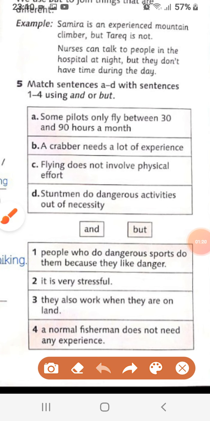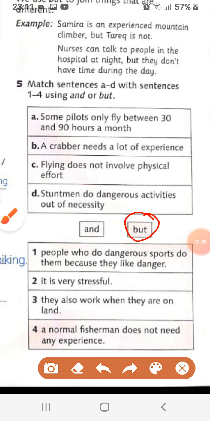عنا C flying does not involve physical effort. الطيران ما بيتضمن جهد جسدي. But it is very stressful. لكنه مرهق جدا. So C with number 2. وطبعا اللي ربط بين هدول الجملتين هو linking word but.